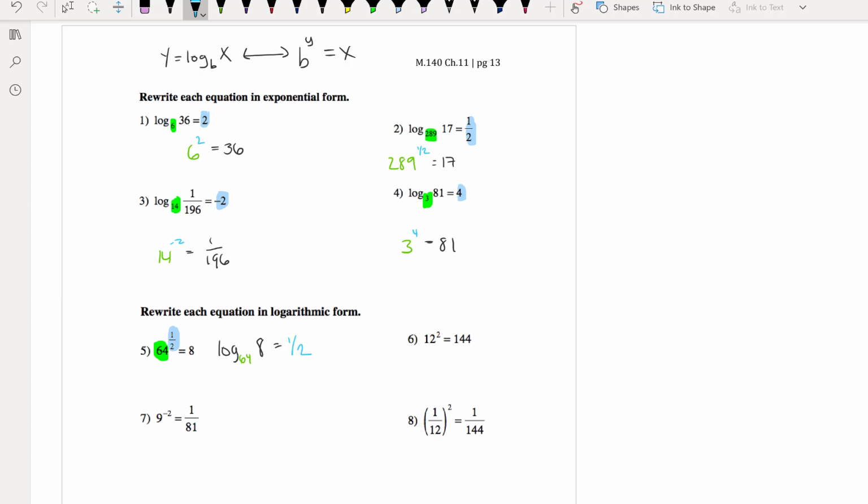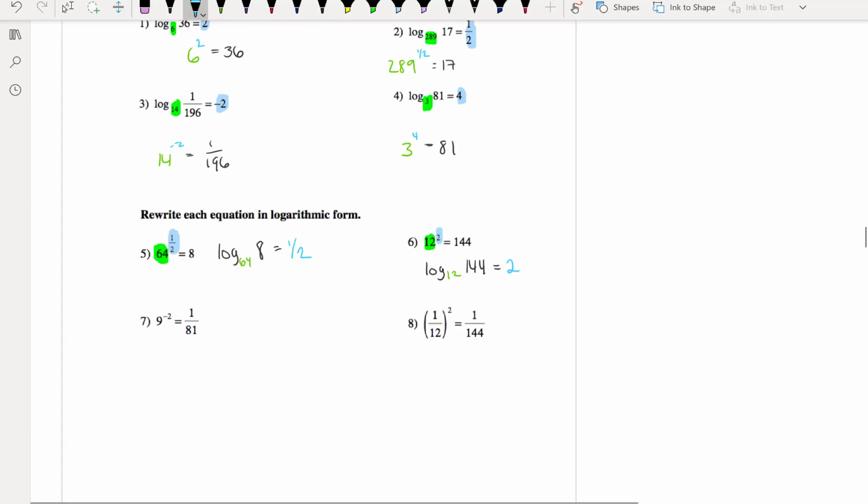Let's try that again. I have my base, which is 12, so I have log base 12, and the inside of the log is going to be what it's equal to, 144. On the opposite side, we're going to have your exponent, which is 2.